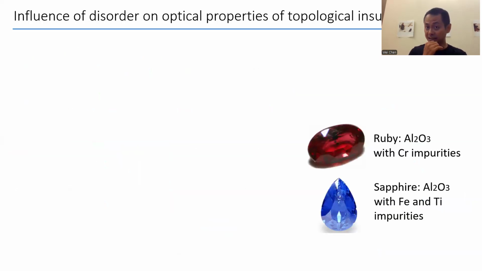Now, this is nice because the hope is that you can use them to study some effects of disorder. For instance, ruby is actually made of aluminum oxide, but with chromium impurities. Without these chromium impurities, the aluminum oxide is actually transparent. But because of these impurities, you see that the color has been changed. But if you put in different kinds of impurities, such as iron and titanium, then you get sapphire, whose color is actually blue.